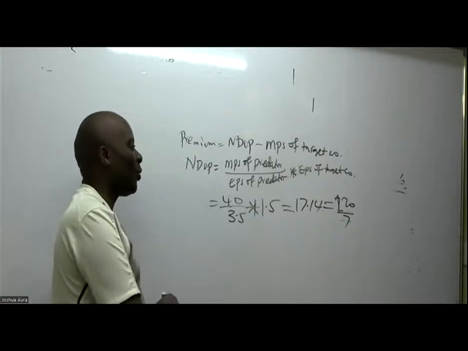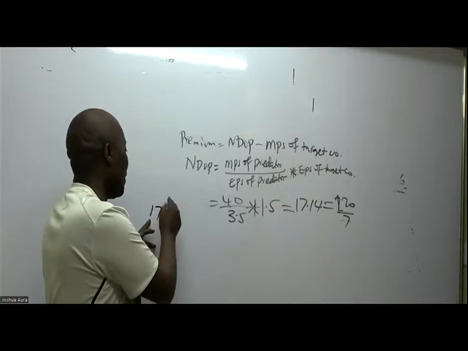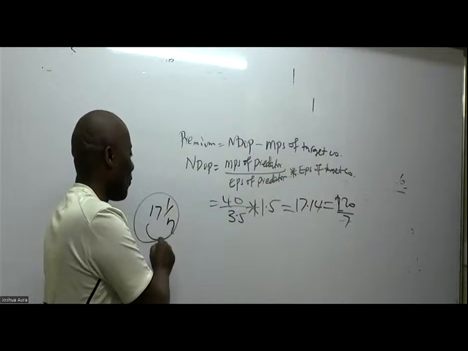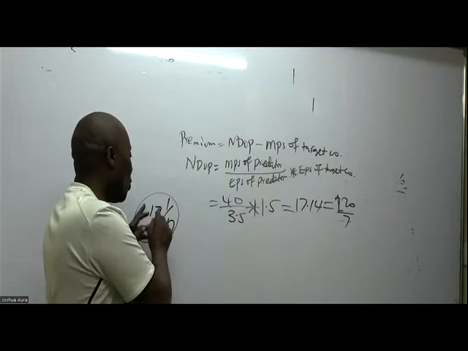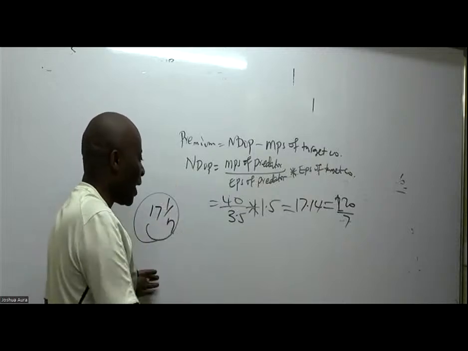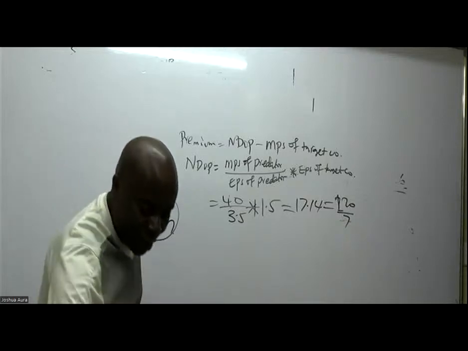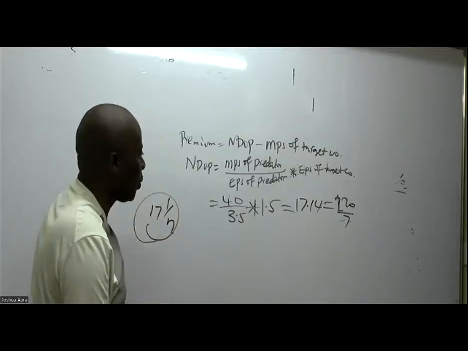At this level, we want it to be an improper fraction, just one fraction. So shift that 120 over 7.